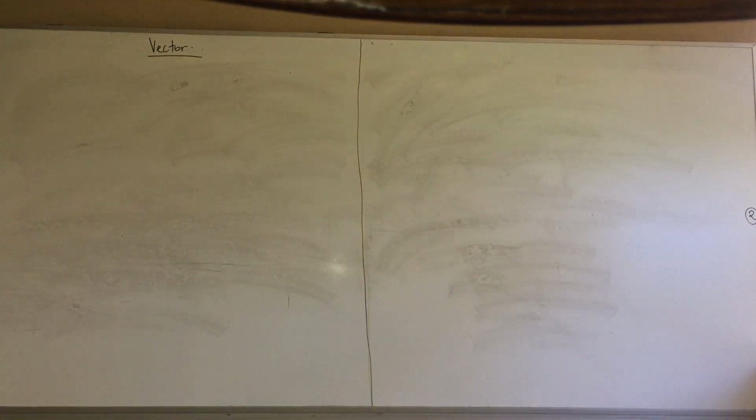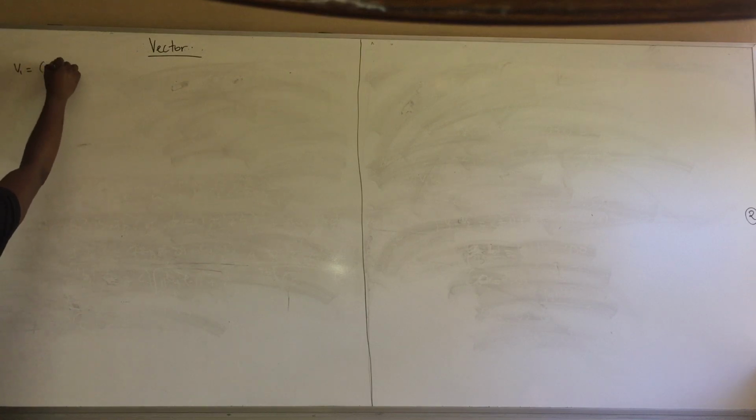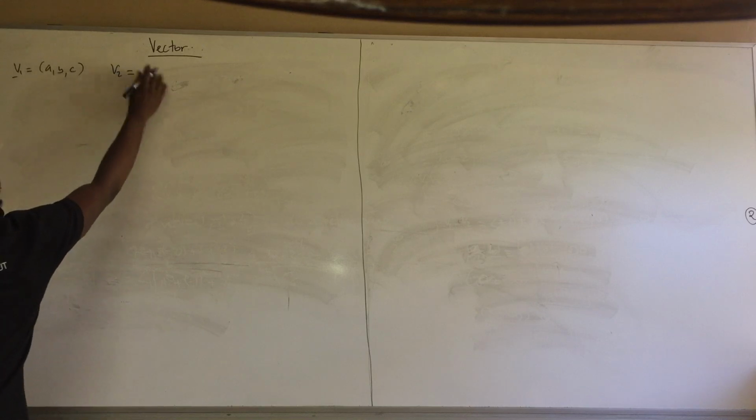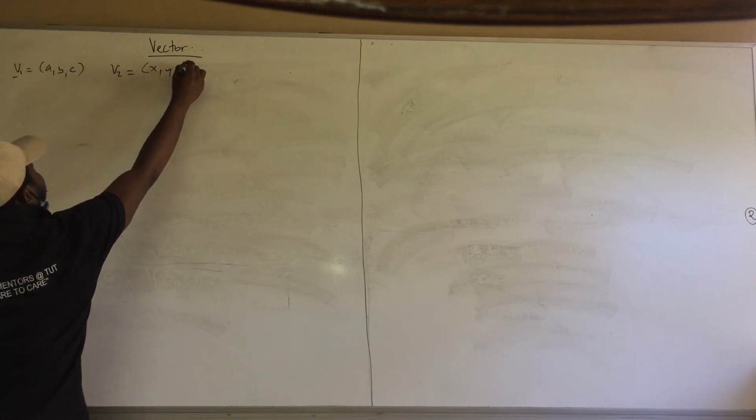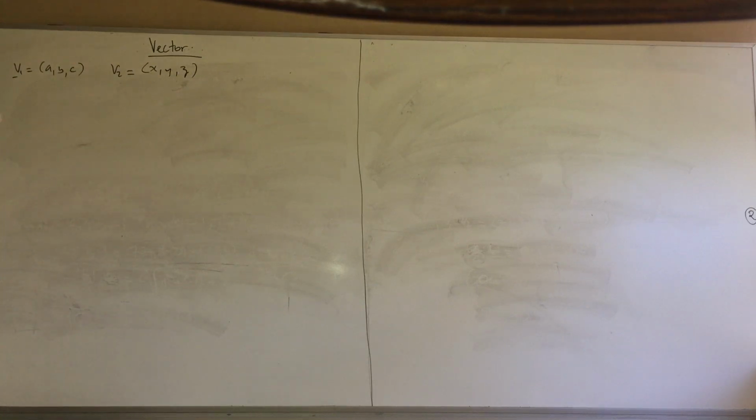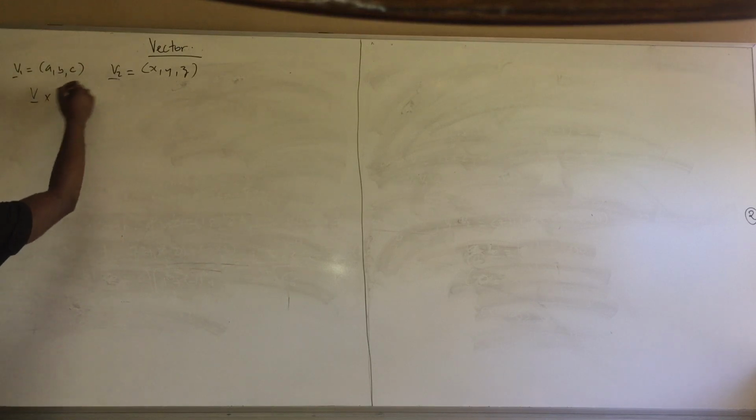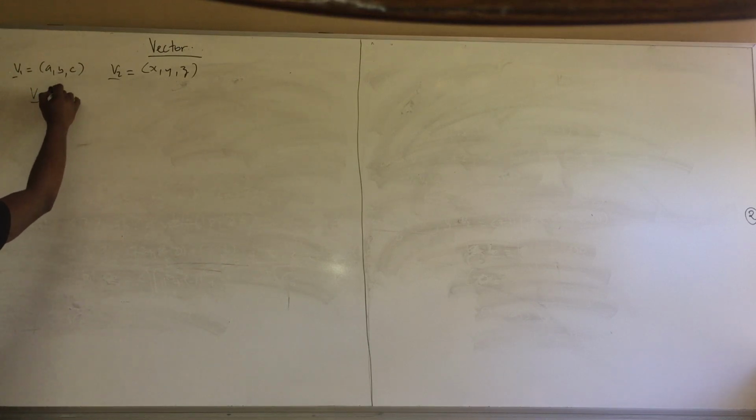So now, consider V1, which is A, B, C, and V2, which is X, Y, and Z. These are two vectors. Now, V1 plus V2.